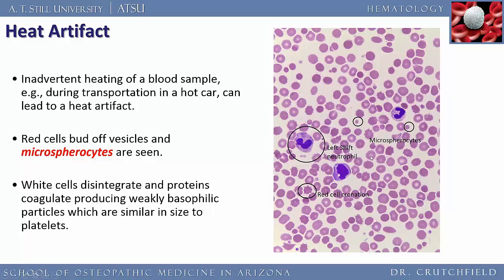And then here, of course, we see a band or a stab. This is a left shift neutrophil. Same thing here. This has one nuclei, scant cytoplasm. I think this is probably a large lymphocyte.